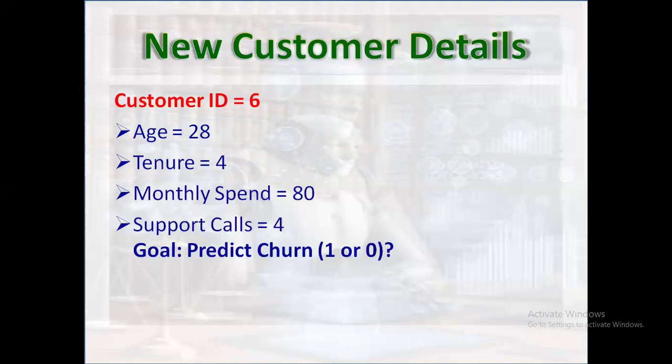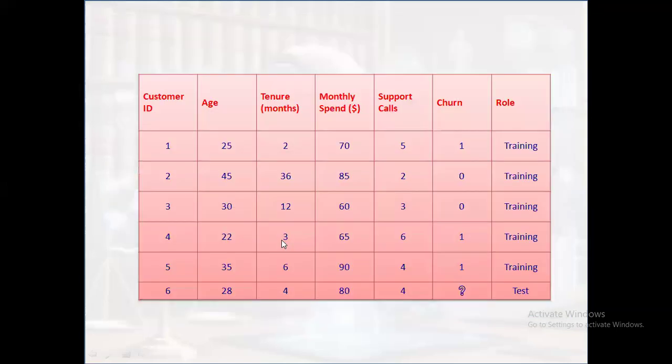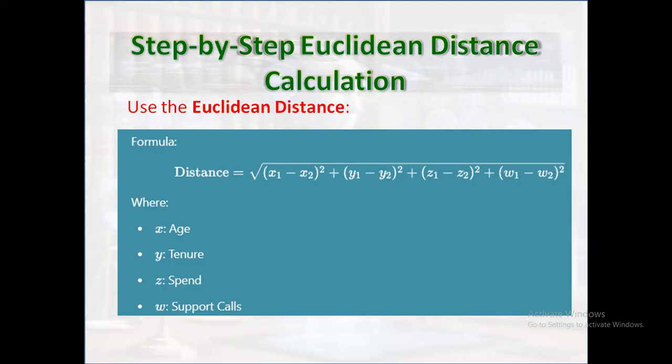For that, we have to use a distance formula, the Euclidean distance, for the calculation. The formula is: distance equals the square root of (x1 minus x2) whole square plus (y1 minus y2) whole square plus (z1 minus z2) whole square plus (w1 minus w2) whole square. Here x represents the age, the second column represents tenure, the third column is monthly spend, and the fourth column is support calls.